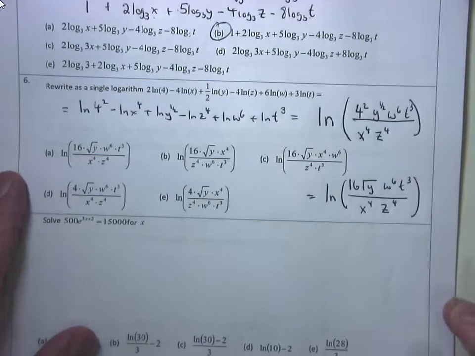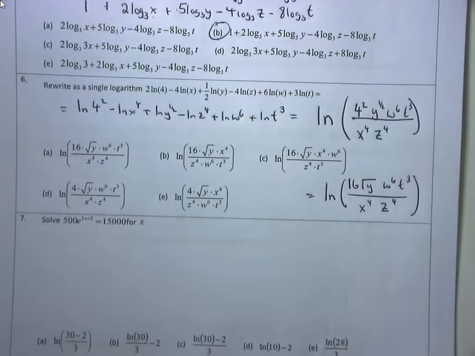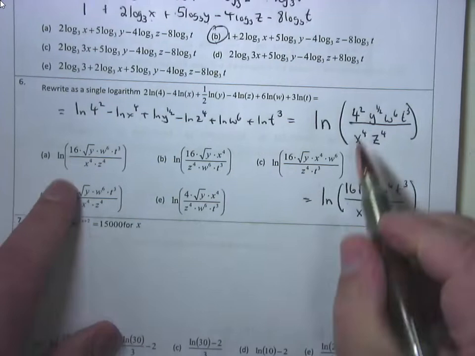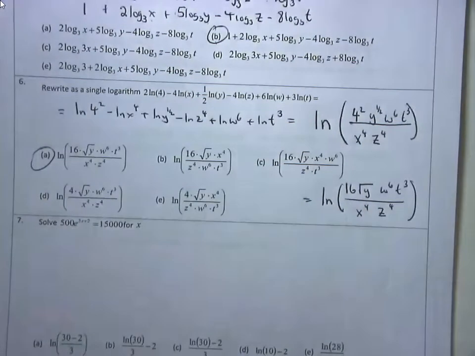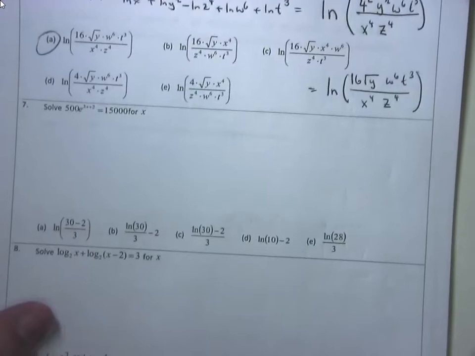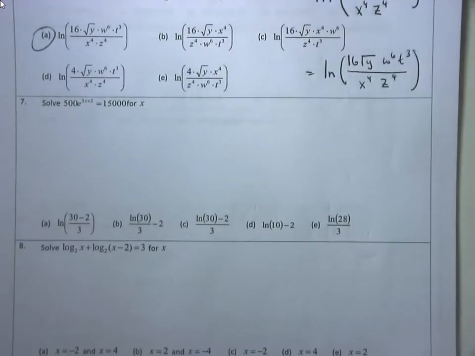Does that make sense? So it's the natural log of 16 square root of y, w to the 6th times t cubed divided by x to the 4th divided by z to the 4th, which one of these answers here? I believe the answer is, does that make sense? Questions? Again, because it's review, good practice.